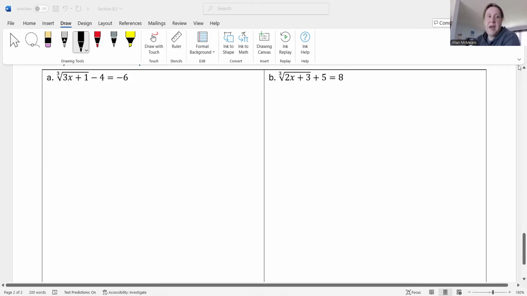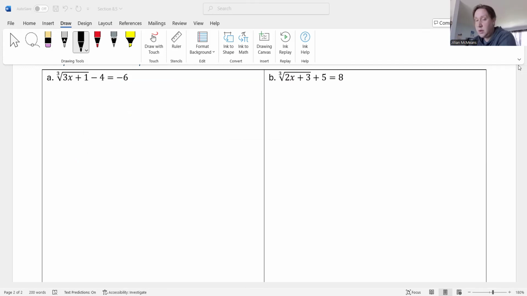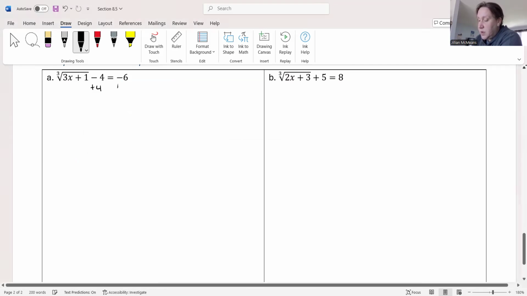So we have the cube root of 3x plus 1, and then we have minus 4 equals negative 6. So I want to start by moving this 4. We want to isolate the radical. So we get the cube root of 3x plus 1 equals negative 2.